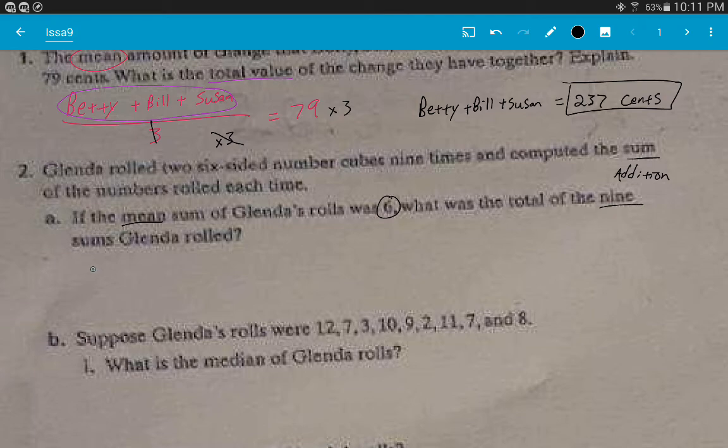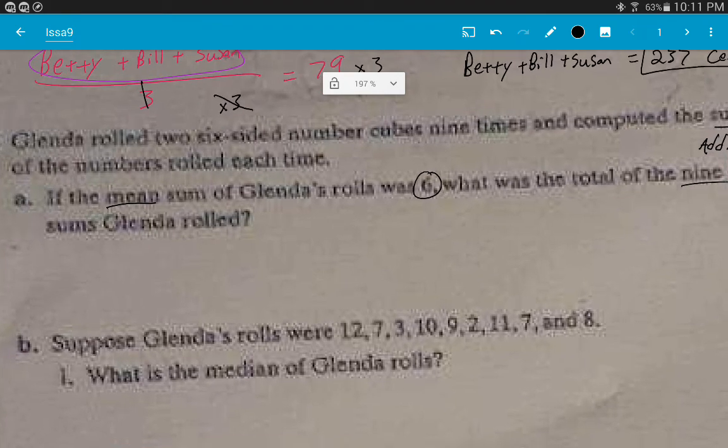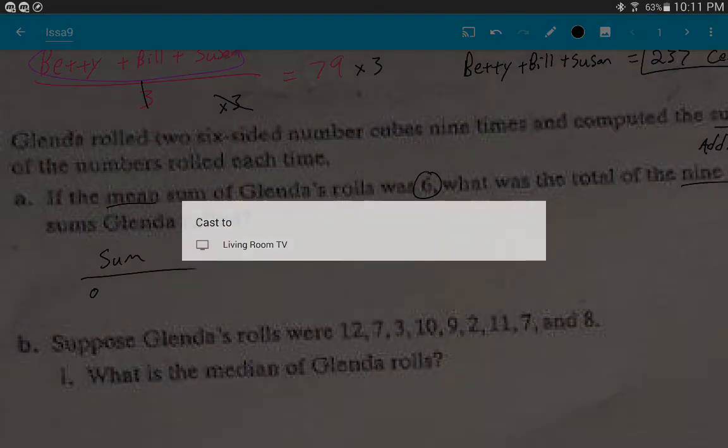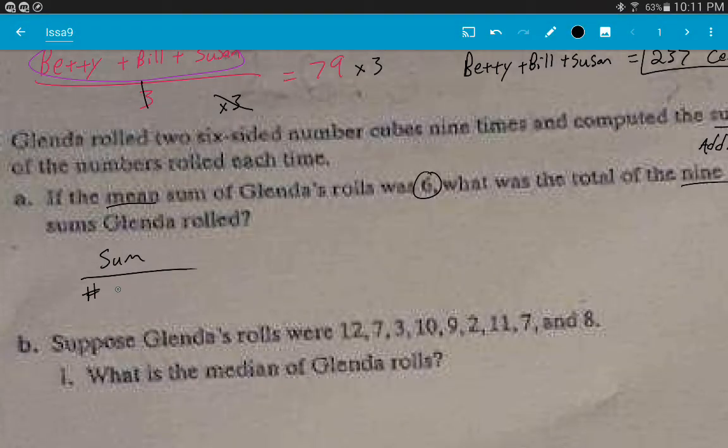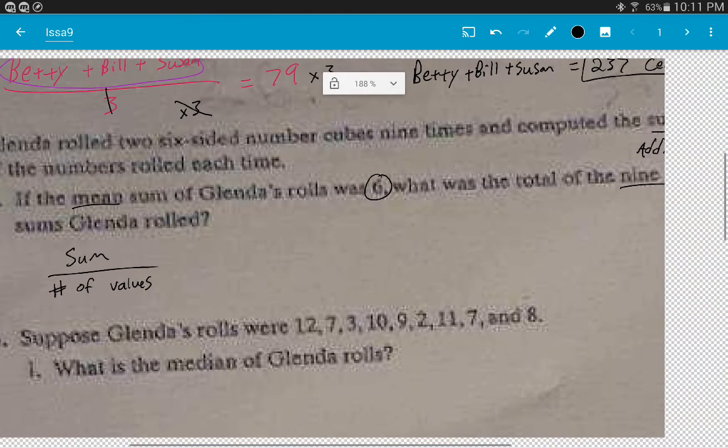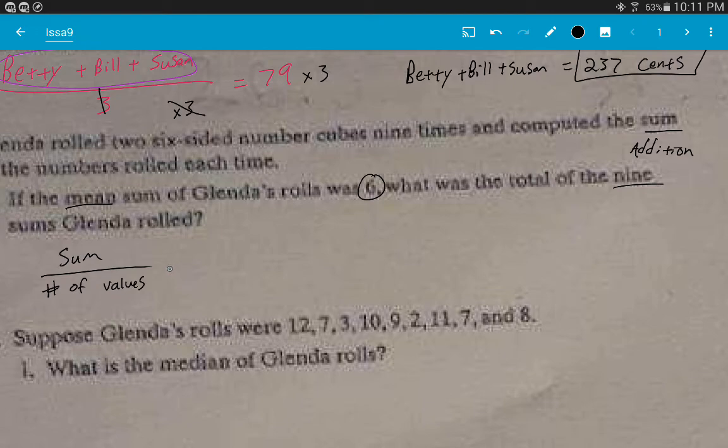So we add up all of the rolls that she got, and we divide them by 9, which is the number of times that she rolled them. So it's the sum over the number of values, and the result ends up being 6. They said that's the mean.